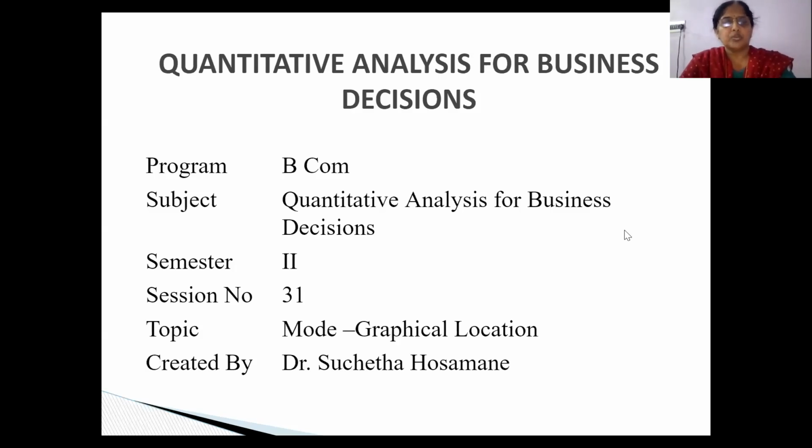Students, welcome to the 31st session of our quantitative analysis for business decision. In this session, we are going to learn about graphical location of the mode. In the previous class, we studied graphical location of the median. Now, how we can locate the mode graphically, we can learn from this session.